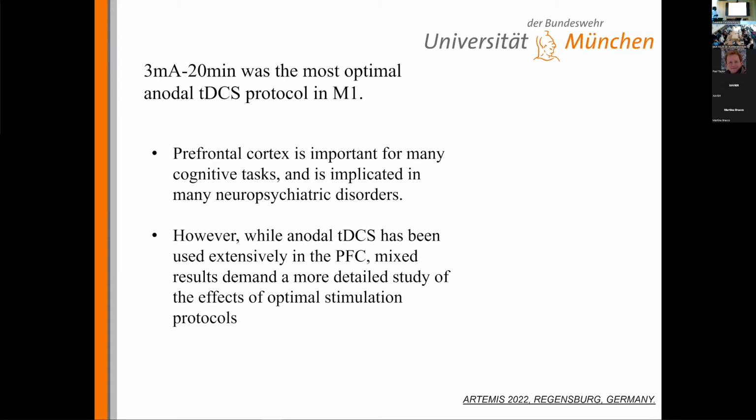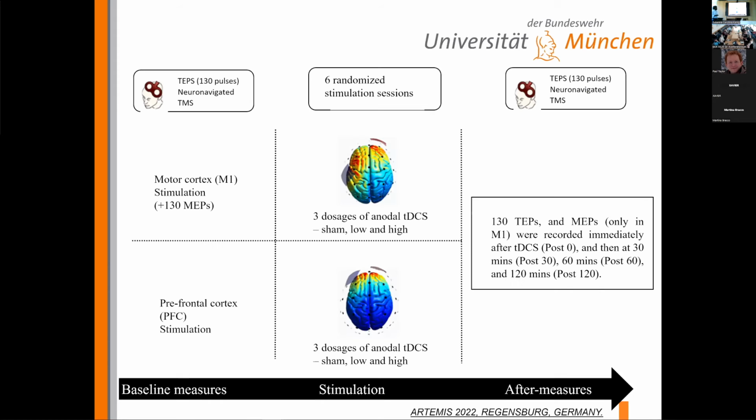Also, of course, this is where a lot of neuropsychiatric disorders are implicated, so it's good that we study it with optimal protocols. So we designed this study. This is our first TMS EEG study, using neuronavigated TMS in the motor cortex and also in the prefrontal cortical area. So there are 6 randomized conditions.